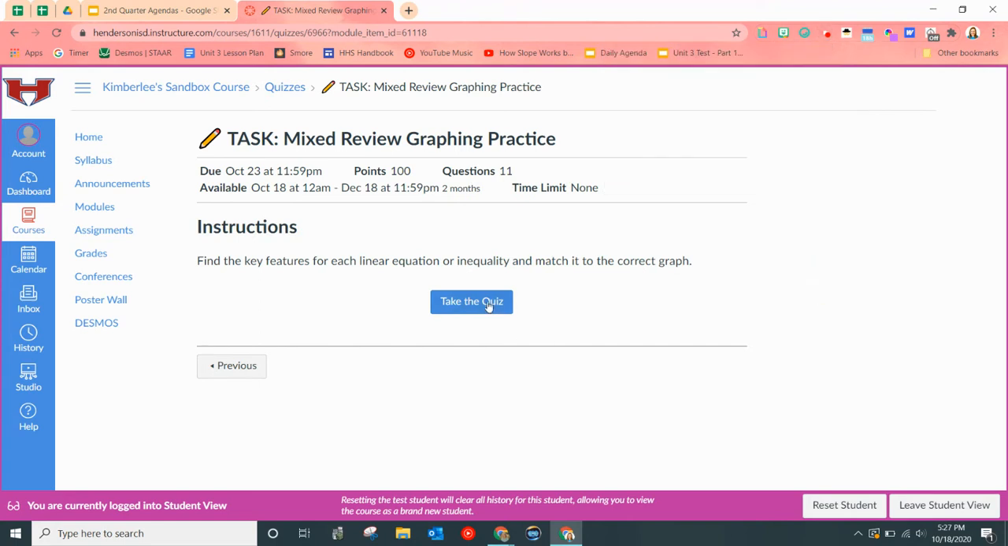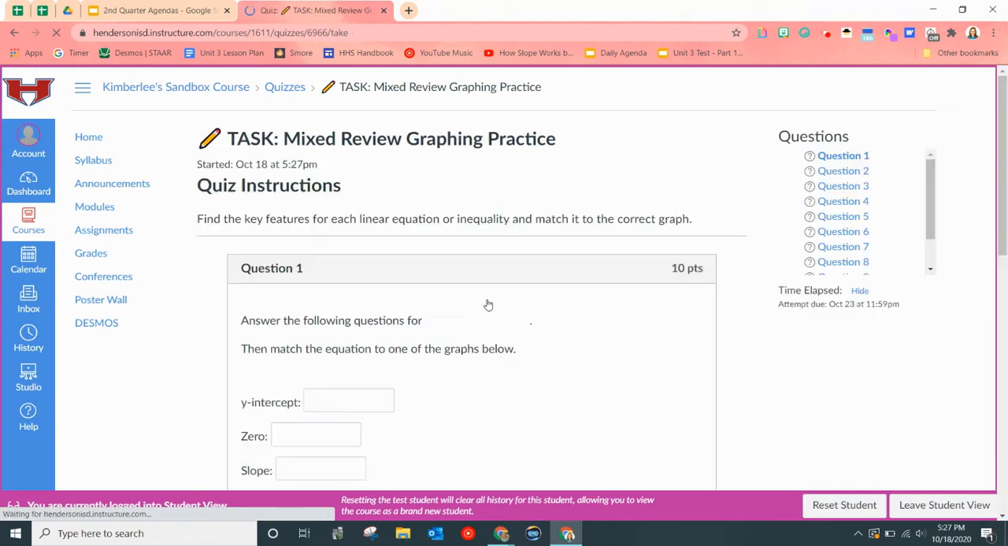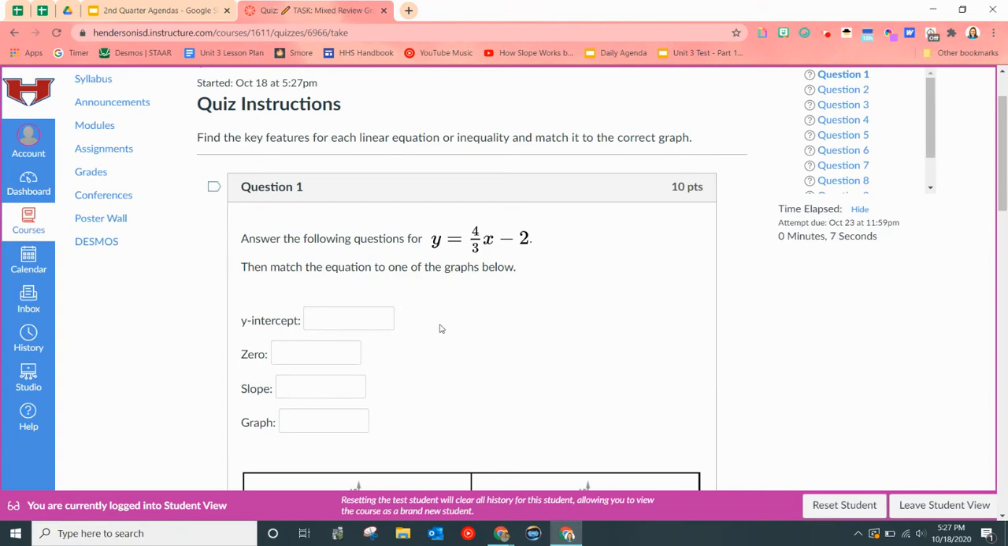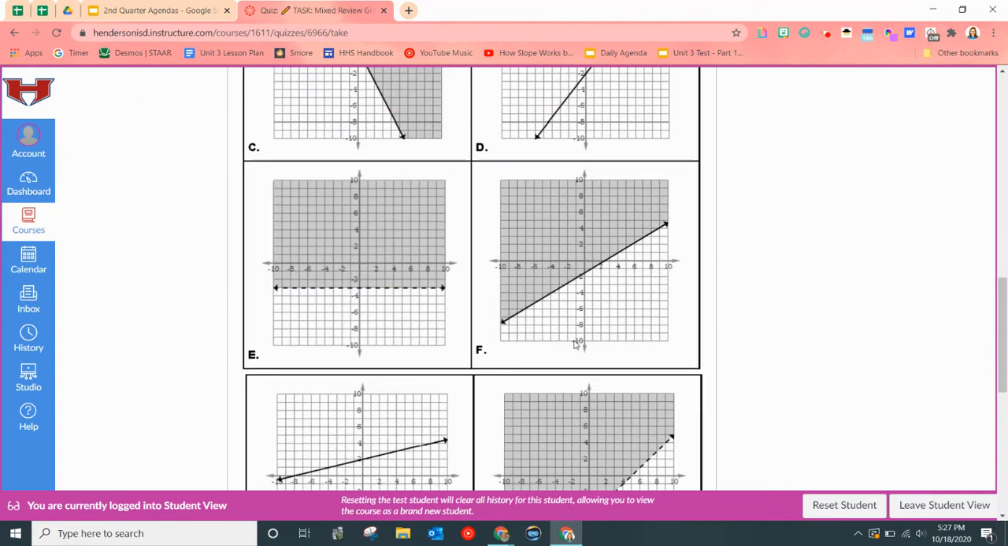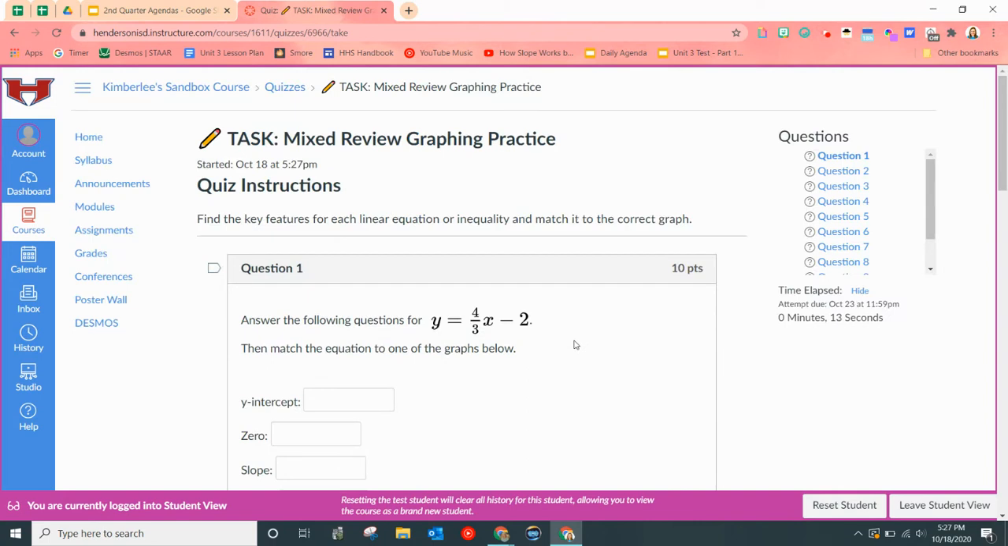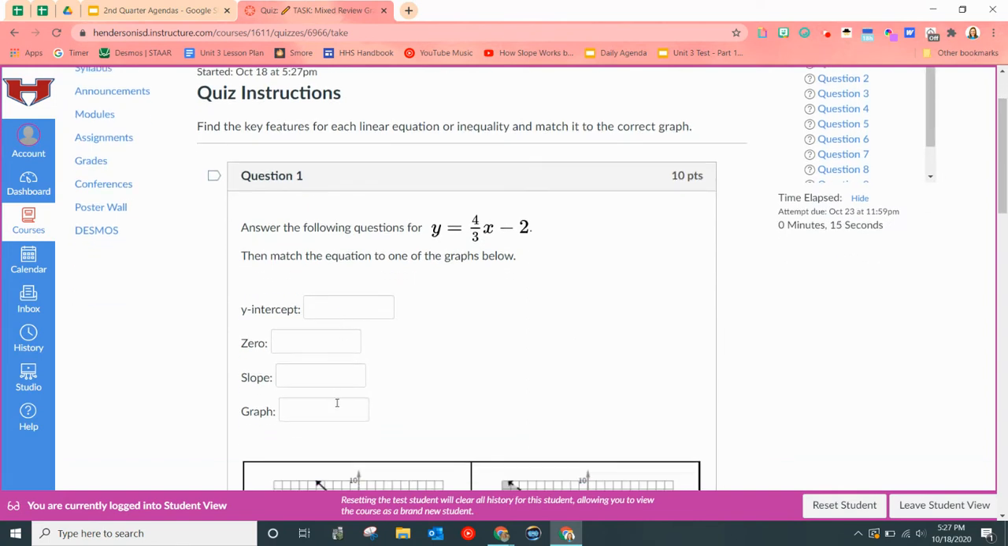Okay, so it says take the quiz, but this is just a way for me to get answers from you in Canvas. Don't think that it's an actual quiz. It doesn't have a time limit or anything. It's just an assignment. So what you're going to be given is an equation or an inequality. Each question is on a separate page, and you're going to be asked to find these things right here.